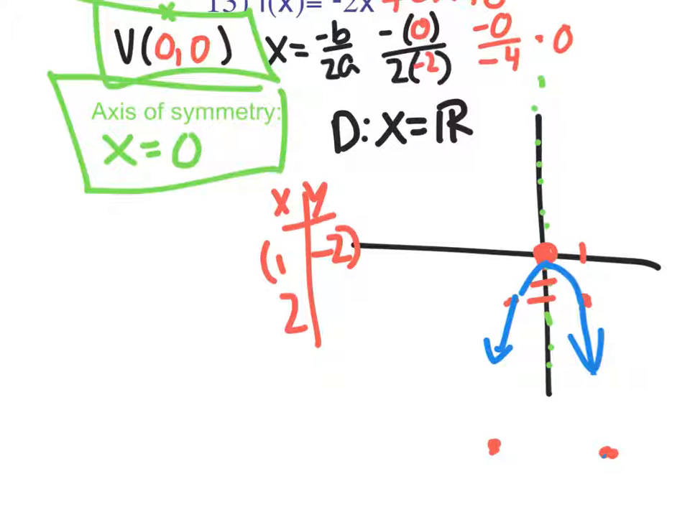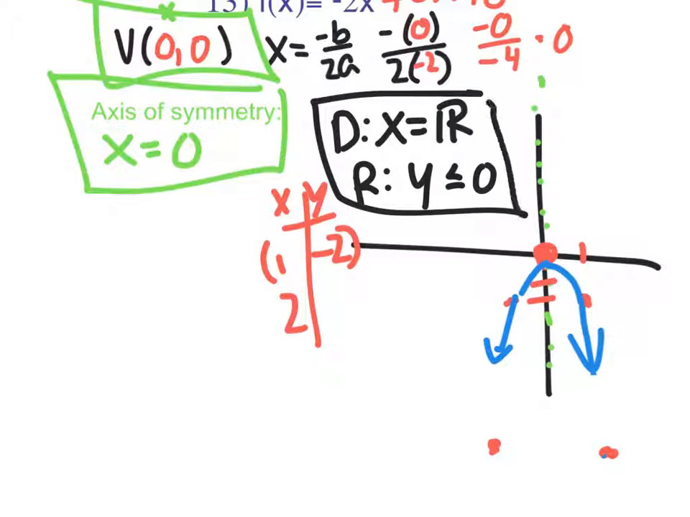Let's talk about the range now. The range is talking about your y values, right? So y is what? Less than or equal to 0. Excellent. So that's another point right there, or maybe even 2 points right there for the domain and range.